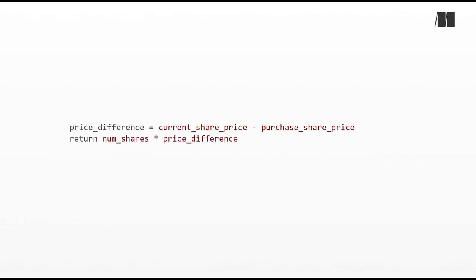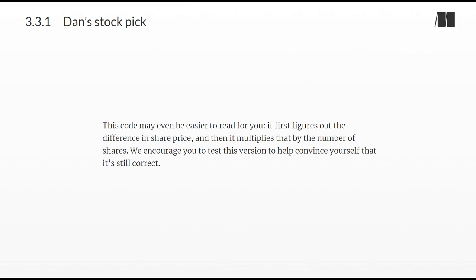It's possible for a function to use variables, rather than just its parameters, in its code, and we want to show you an example of that now so that you're ready when you see Copilot doing it. Here's an equivalent way to write the code for our money-made function. This code may even be easier to read for you. It first figures out the difference in share price, and then it multiplies that by the number of shares. We encourage you to test this version to help convince yourself that it's still correct.